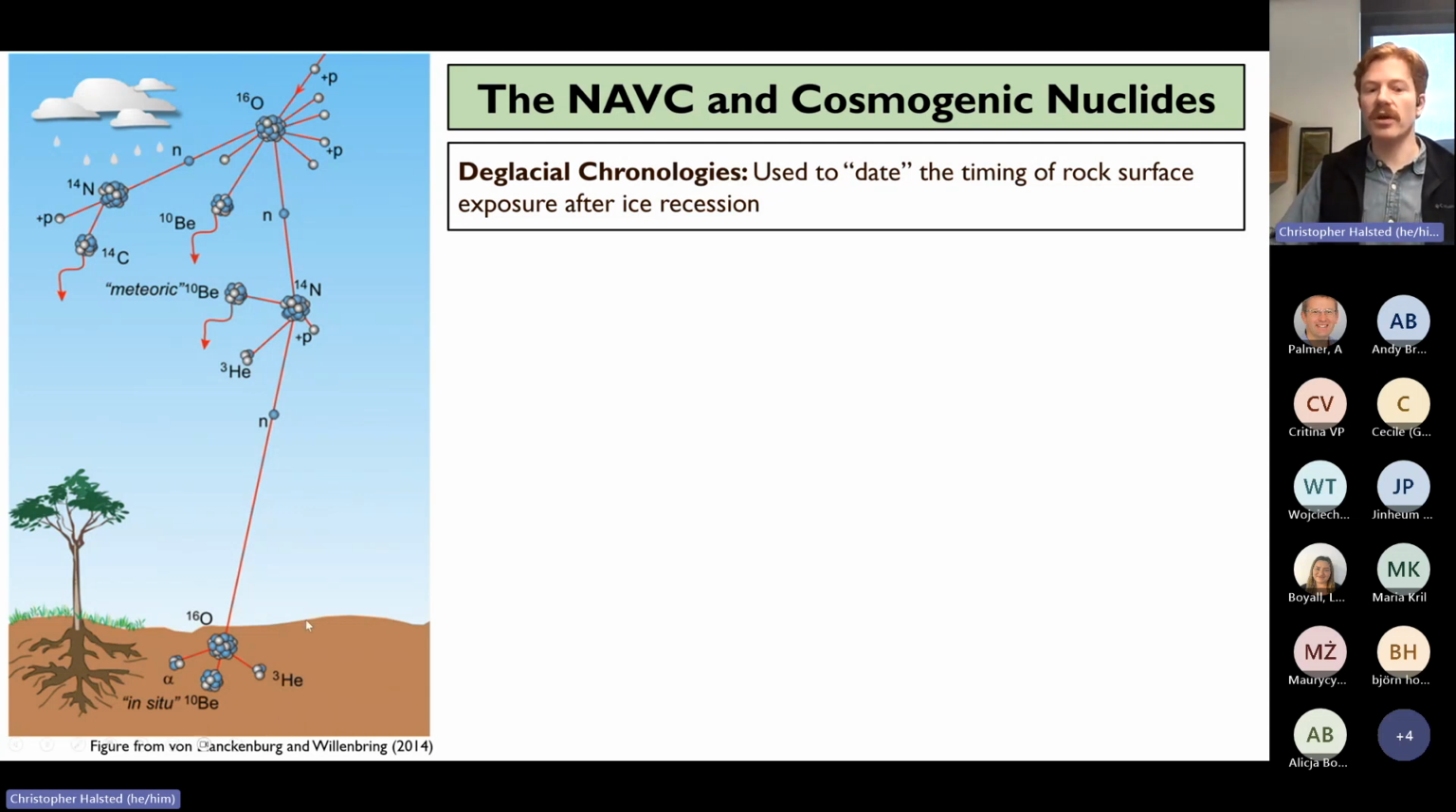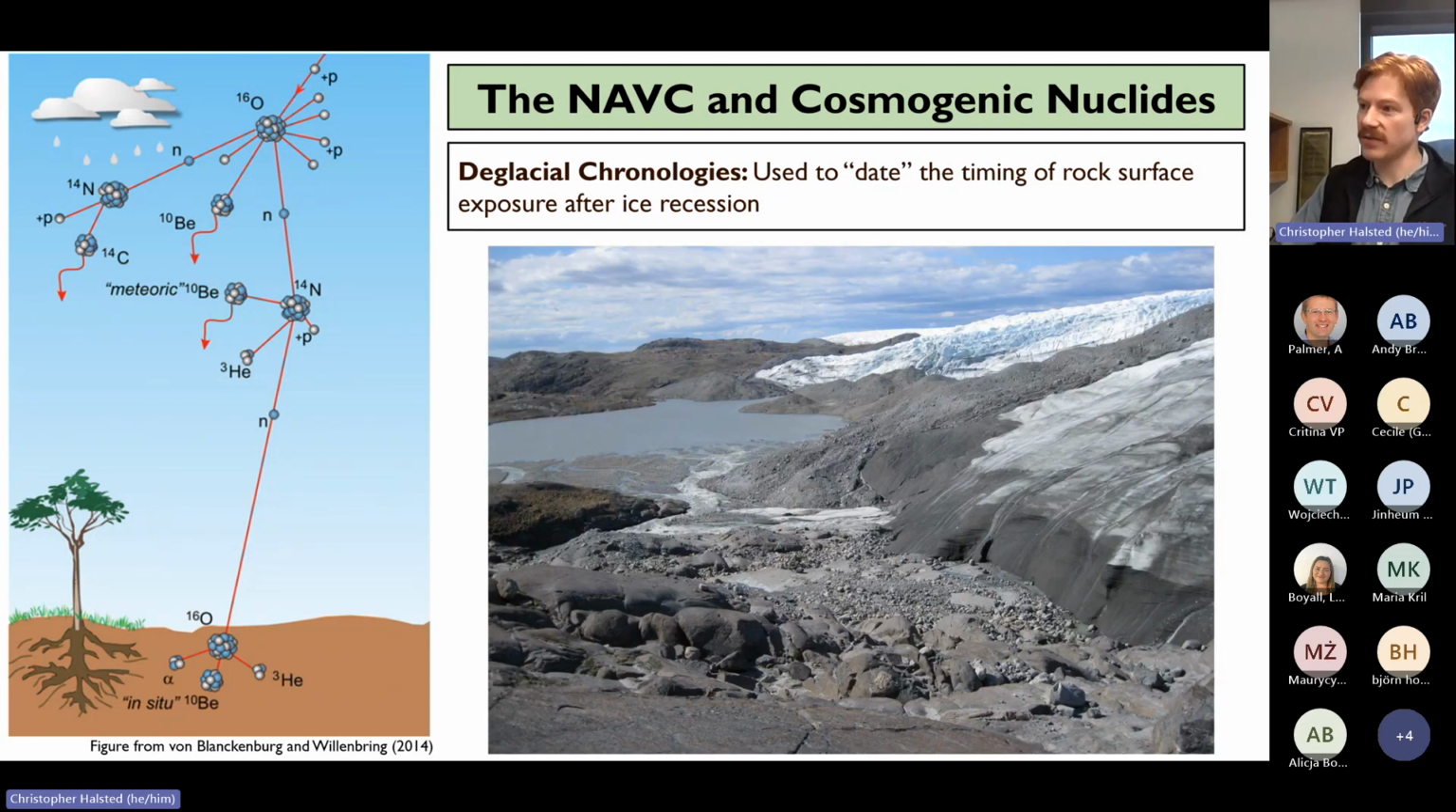And those are what we call in situ cosmogenic nuclides. The one that I use a lot is beryllium-10, but there's many others, including helium-3, aluminum-26, chlorine-36. But we're going to focus on this beryllium-10. Now, the reason that I'm bringing any of this up, the reason that it's useful for deglacial chronologies, is because you can use the accumulation of those cosmogenic nuclides in surface minerals to date the timing of ice recession. And here's how that works.